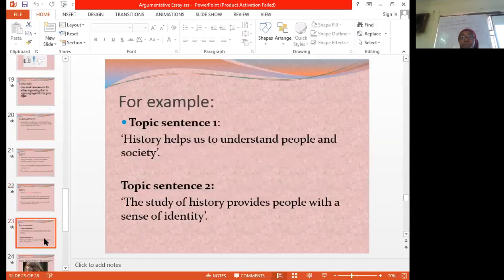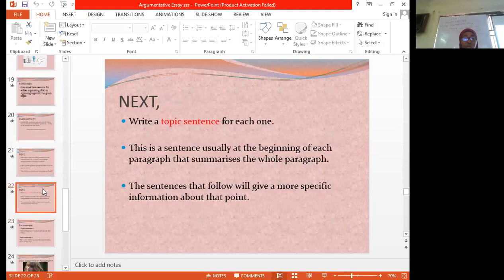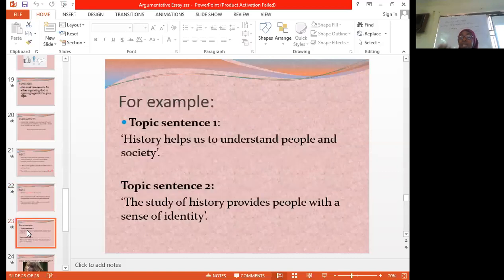For example, we're saying we should write a topic sentence for each paragraph. And a topic sentence is a summary of the paragraph. So, for example, history helps us to understand people and society. That's a topic sentence. So you should be able to write more. How does it do that? When you write how it does that, that's how you're building your paragraph. So that's the supporting sentence.